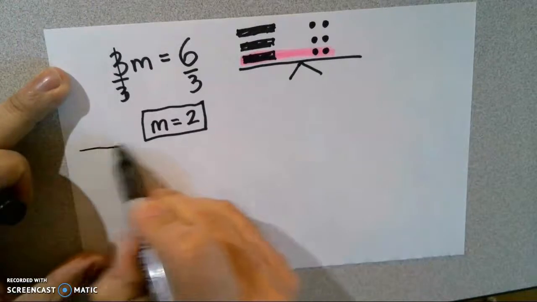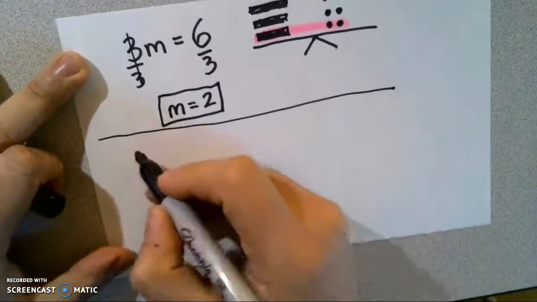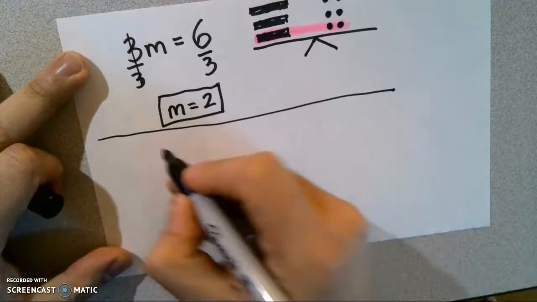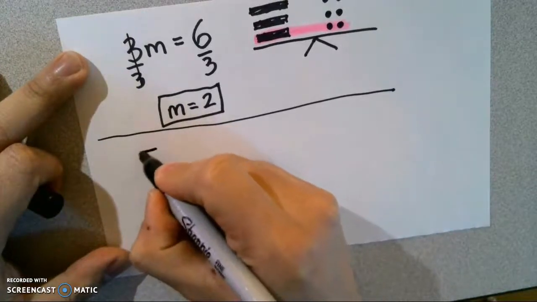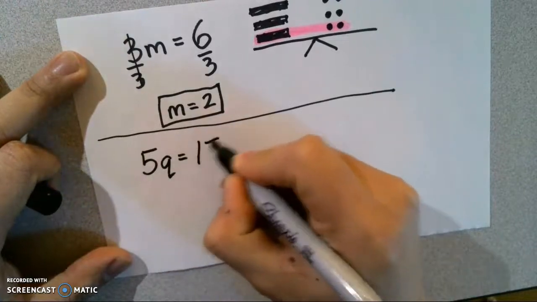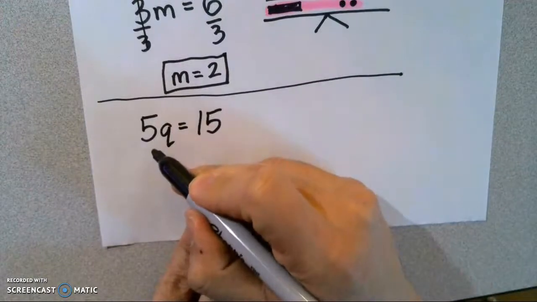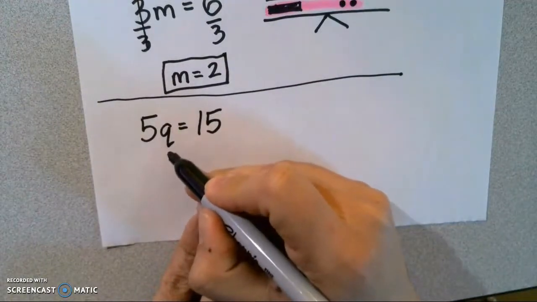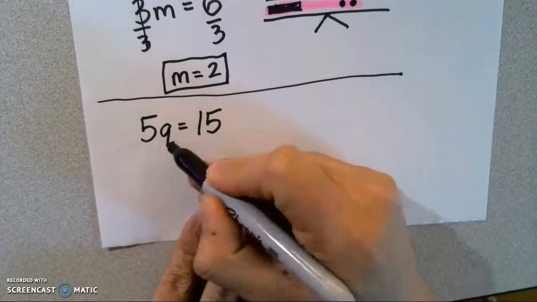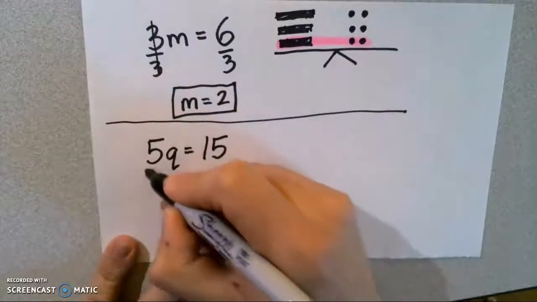What if we try another one? What if I say, Mr. Manu, what if it is 5q equals 15. Oh, that's a really big number. So we know that my coefficient is 5 and my variable is q, and we know that these two are multiplying right now. So we are going to divide by 5.